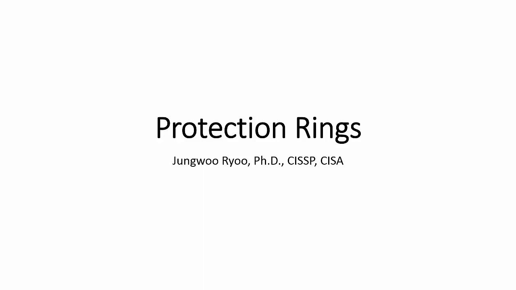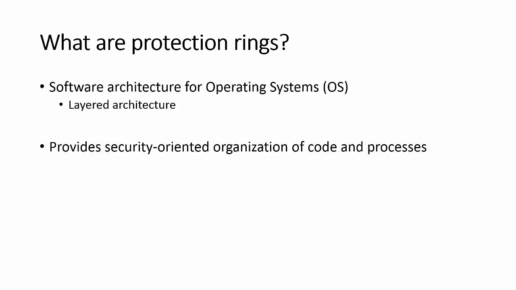There are some very famous software security architectures out there, and protection rings are one of those very well-known software security architectures. So what are protection rings? As I told you, it's a software architecture, in this case especially for operating systems, used to ensure security. And protection rings are based on a layered architecture idea.